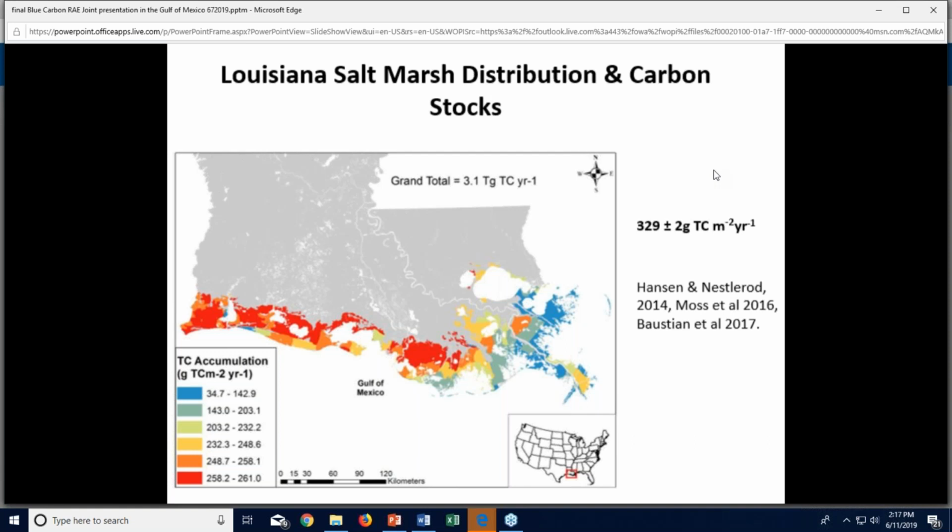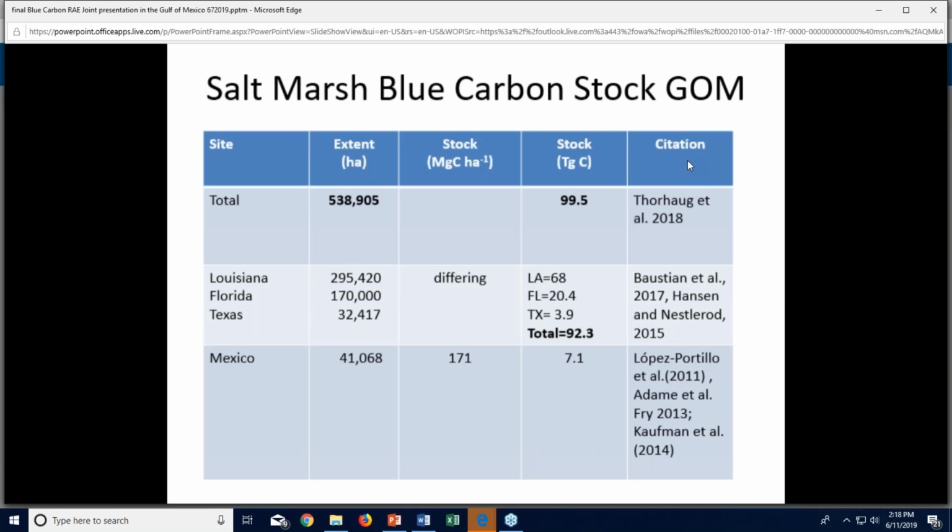But the brackish and the freshwater marshes, which are particularly extensive in Louisiana, have been calculated by Hansen and Nesselrod in 2014, as well as Baustian and the Moss group in 2016-2017, to have extensive total, and 3.1 teragrams per year are put down by the salt marshes into the Louisiana itself, just Louisiana, not Texas, Florida, etc. So this is the mother lode, Louisiana is, for a series of reasons, including the Gulf of Mexico flows over many millennia of the marshes in the Gulf of Mexico.